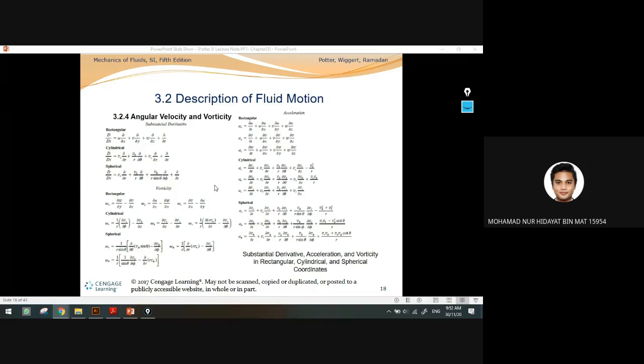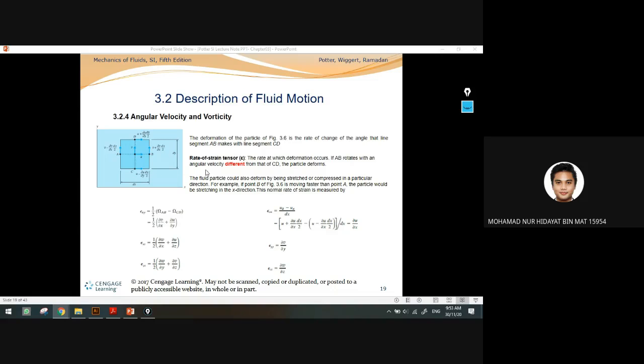So here is the basic formula we have learned, for rectangular coordinates. However, we are not learning the cylindrical and spherical. It is the same, where we only need to convert the coordinates. Alright? So far, you only focus on rectangular only.